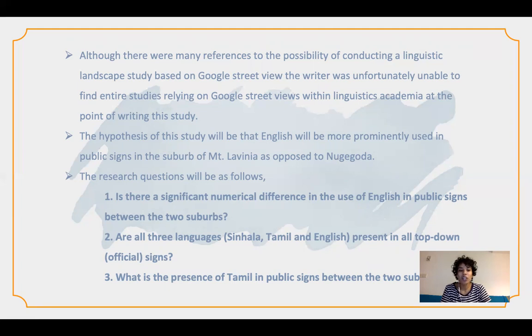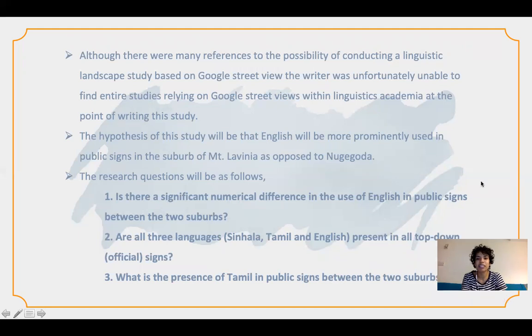Two, are all three languages present in all top-down signs? Three, what is the presence of Tamil in public signs between the two suburbs? I do apologize, my face keeps appearing in the wrong place, I feel like.